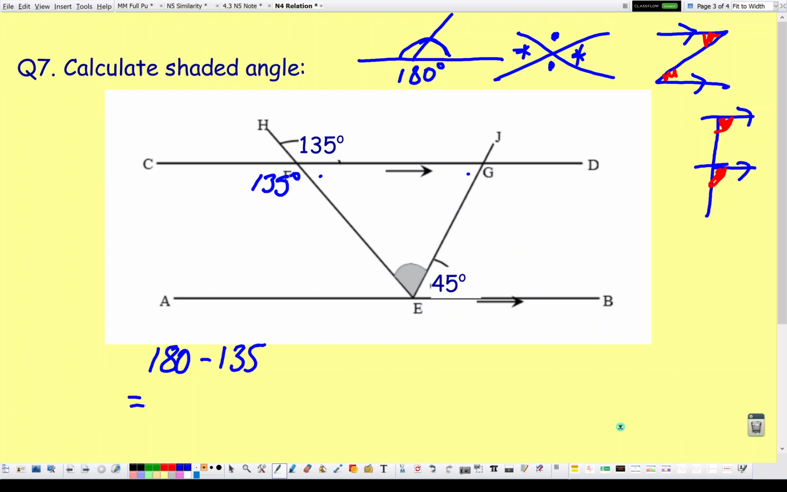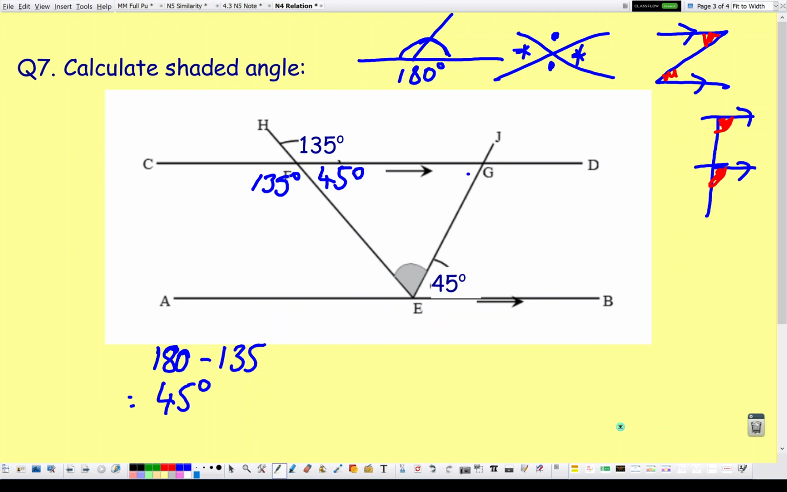So what is that angle going to be? 180 take away 135, that's going to be 55 degrees. No, it's not. It's going to be 45 degrees. Yeah, so that's 45 degrees in here.